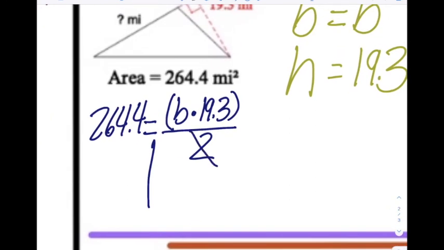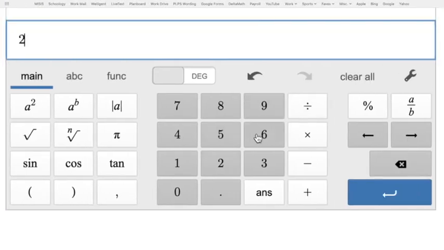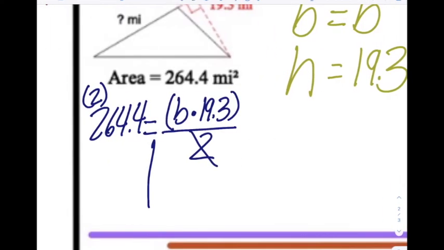So the opposite of dividing by 2 is multiplying by 2. So 264.4 times 2. So I'm going to say here 264.4 divided by 2. 132.2. And I have B times 19.3. Well, that's 19.3B. And the opposite of multiplying by 19.3 is dividing by 19.3.